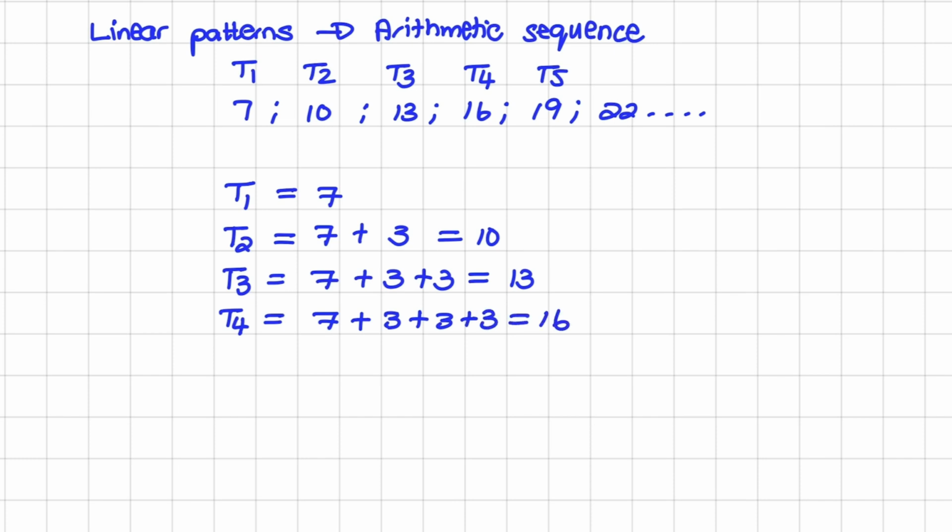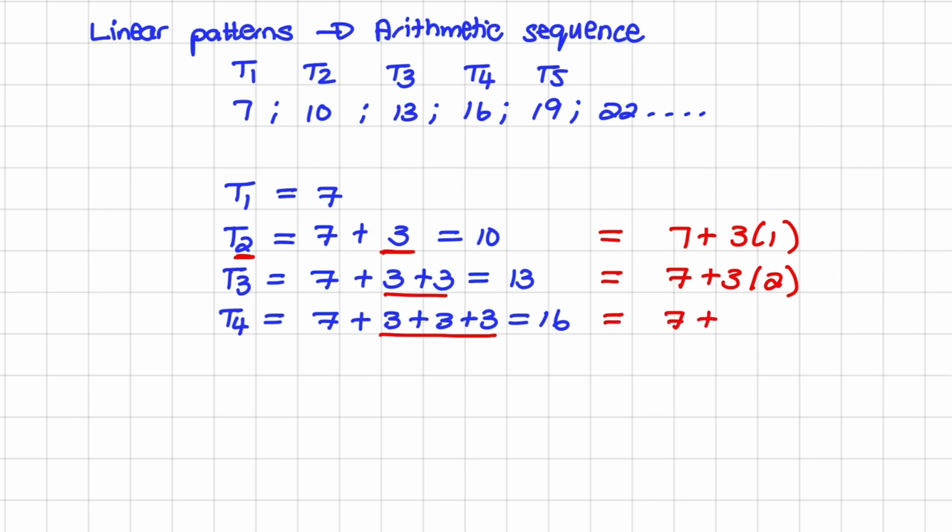And I can see that the number of 3's that I'm adding each time is 1 less than the term number. What I mean by that is, for term 2, I had one 3 that I added. For term 3, I added two 3's, or 3 twice. For term 4, I added 3 three times. So we can see in the fourth term, we added three 3's, and in the third term, we added two 3's.